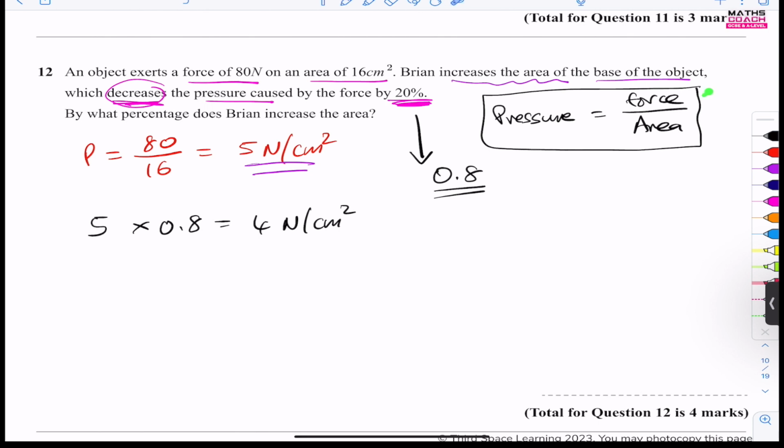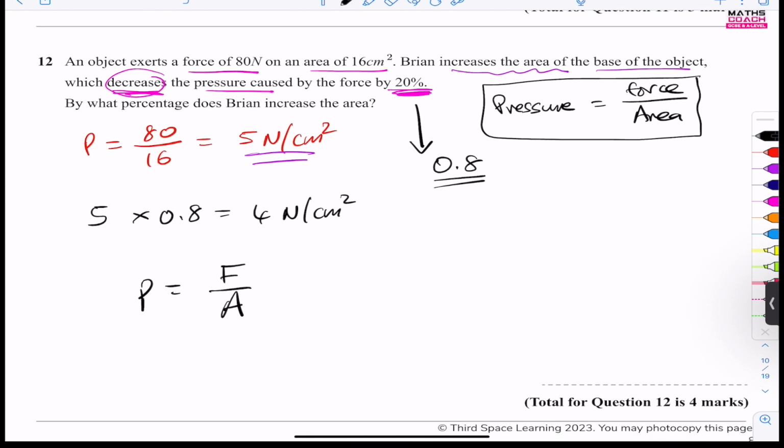So if we now use the same formula again, we can now do this. P is equal to F over A. The pressure is equal to force divided by the area. If we know that the pressure has got to be 4, we can write a 4 here. So we make P equal to 4. And then the force stays the same. It's still 80 newtons. The area is the only thing that we need to work out.